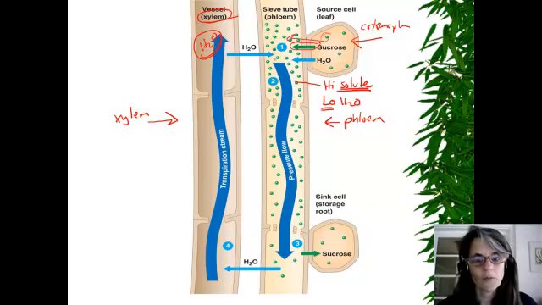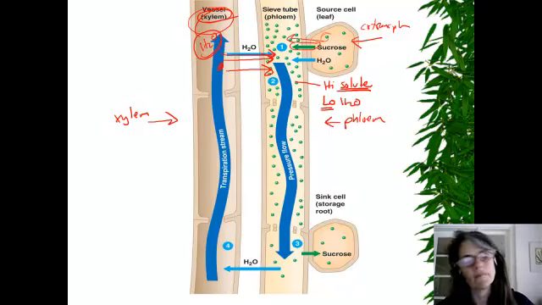Because there's so little water here, relatively speaking, compared to over here, water will flow by osmosis into the sieve tube member from the xylem. Now, we are packing this full of sugar and full of water, and when we pack this so full of water, we will create a positive pressure in the cell, and we are going to send this positive pressure wherever the pressure is lower so it can be released.